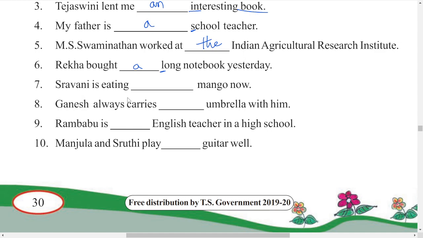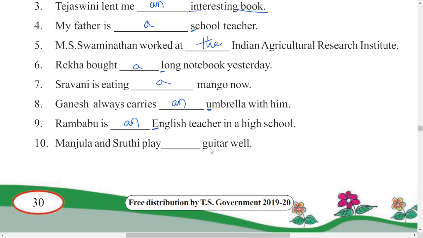Next one, Shravani is eating dash mango now. A mango, a fruit, this is okay, a mango. Next, Ganesh always carries dash umbrella with him, an umbrella, because here the sound is vowel. Next, Rambabu is dash English teacher, is an English teacher because starting with vowel sound.